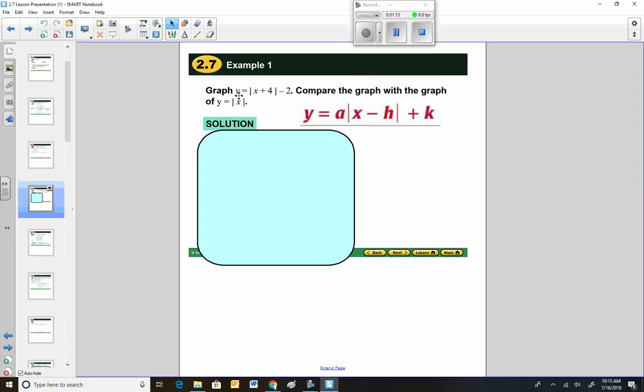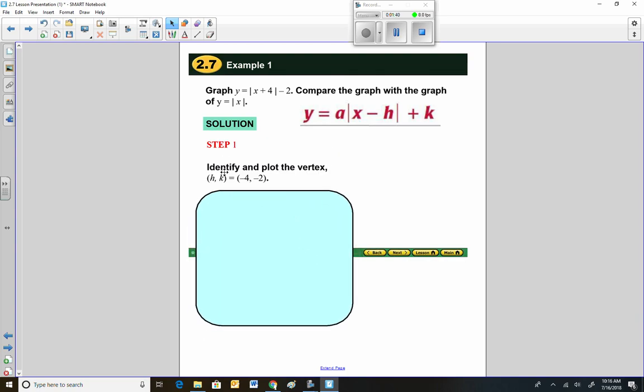Look at this: y = |x + 4| - 2. The plus 4 being inside the absolute value bar, right next to the x, will cause it to move to the left 4 spaces. And over here to the right, outside the absolute value, it says minus 2, that's going to cause the graph to move down 2. So let's take a look.